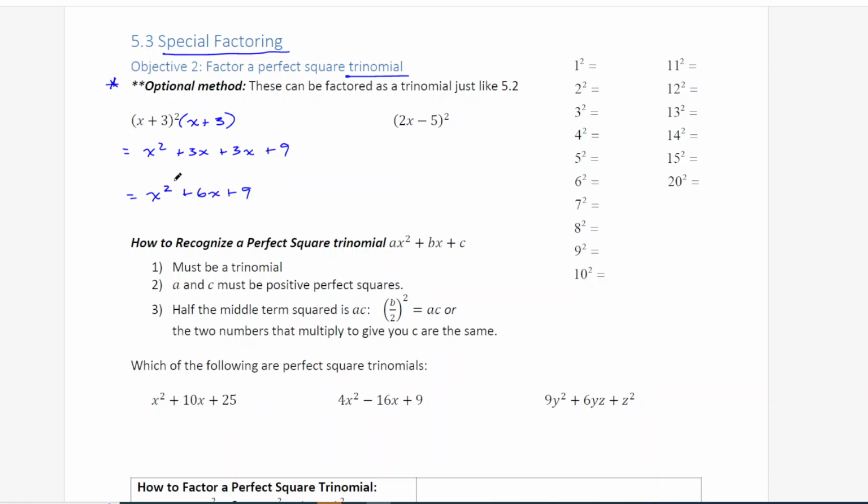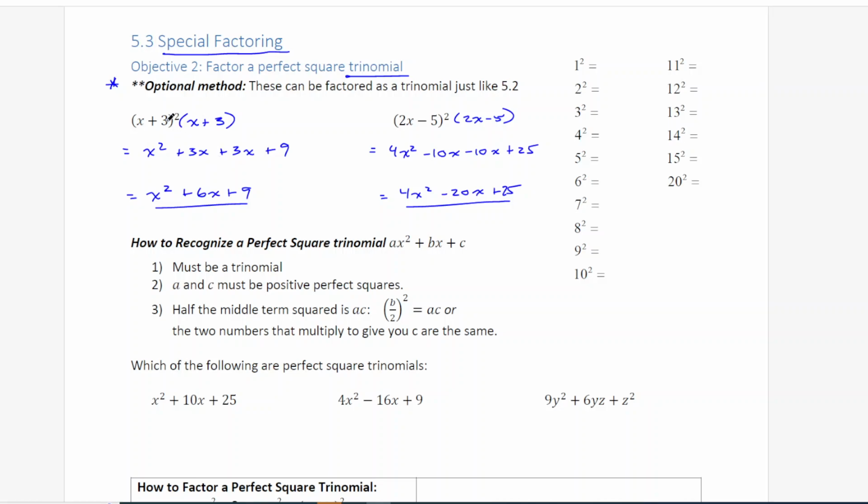So there's something about this trinomial that means it will factor to a binomial squared. Okay, so same thing here. Let's multiply this one out. So this would be 2x minus 5 times 2x minus 5. So 2x times 2x is 4x squared. 2x times negative 5 is negative 10x. Negative 10x plus 25. Combining like terms, I get 4x squared minus 20x plus 25, sorry. So what is it about these two trinomials that allow them to factor to 2x minus 5 all squared and x plus 3 all squared?